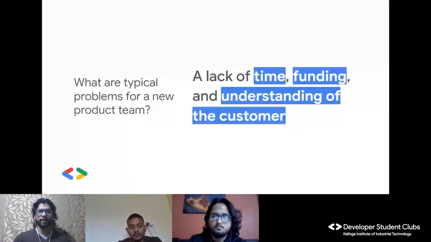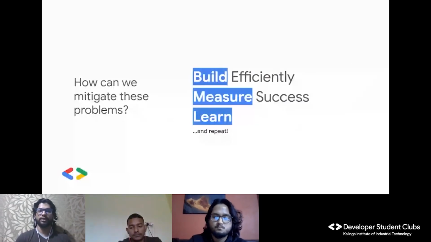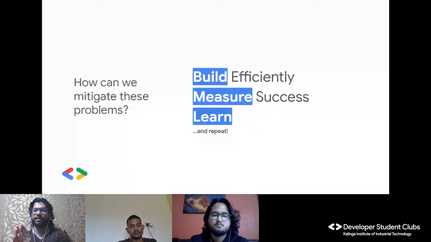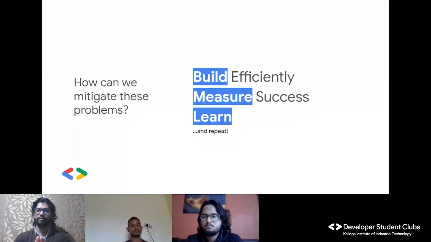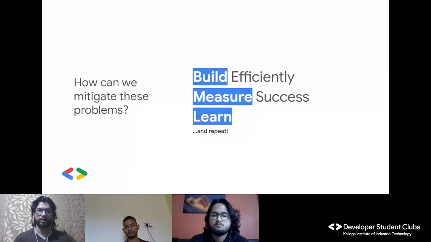Now, like any other team, our job is to mitigate the problems we'll face. To do so, it's important to build efficiently, measure success, and learn from the measurements. The main mantra is that there are these steps, 1, 2, 3, and then you repeat them. We build, measure, learn, and then again build, measure, learn. This is a continuous process that people follow, because there is no perfect solution, but we are always moving towards perfection.